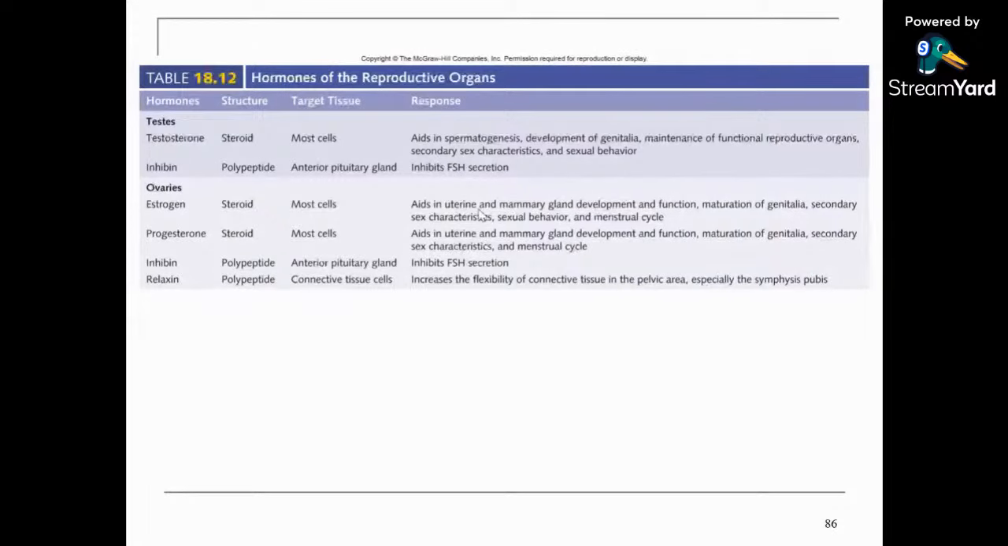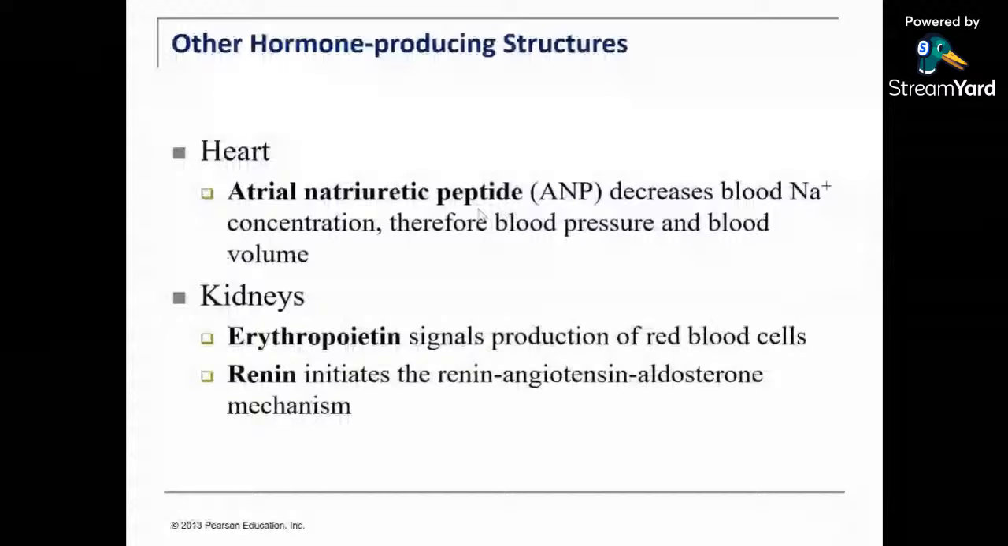Next, other organs which release some hormones, that is heart, which releases the atrial natriuretic peptide, decreases blood sodium concentration, therefore blood pressure and blood volume. Kidneys release erythropoietin, signals production of red blood cells. Renin is also released from the kidney, which initiates the renin-angiotensin-aldosterone mechanism.